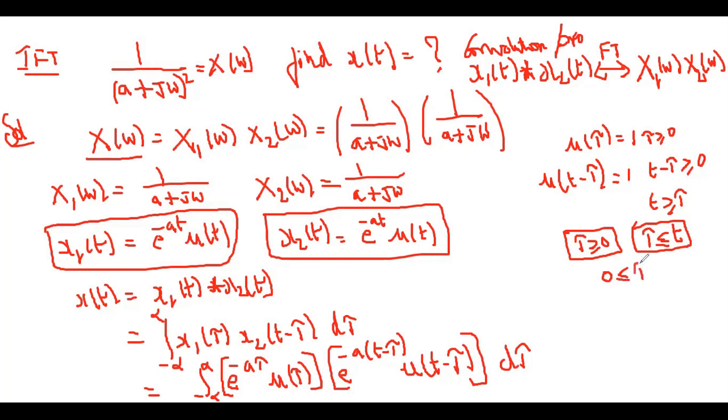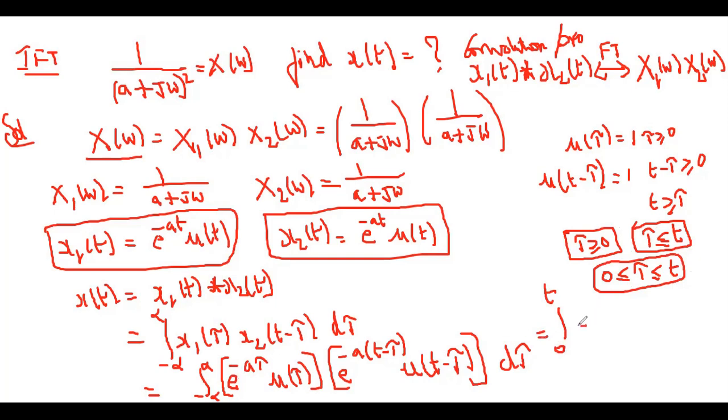The tau is in the range of 0 to t only, the combined range of the tau. Tau is greater than or equal to 0 and less than or equal to t, so it is in between 0 to t only. So change the limits here, 0 to t.